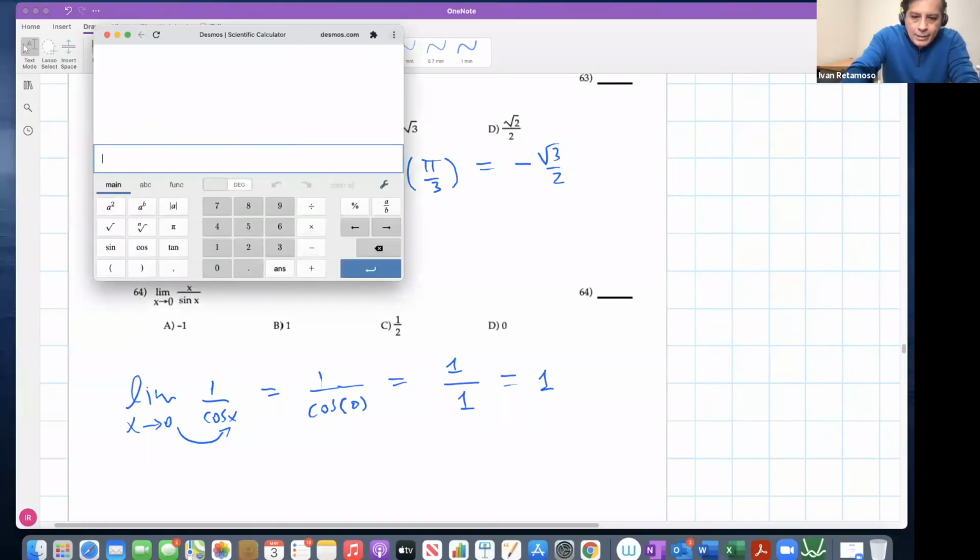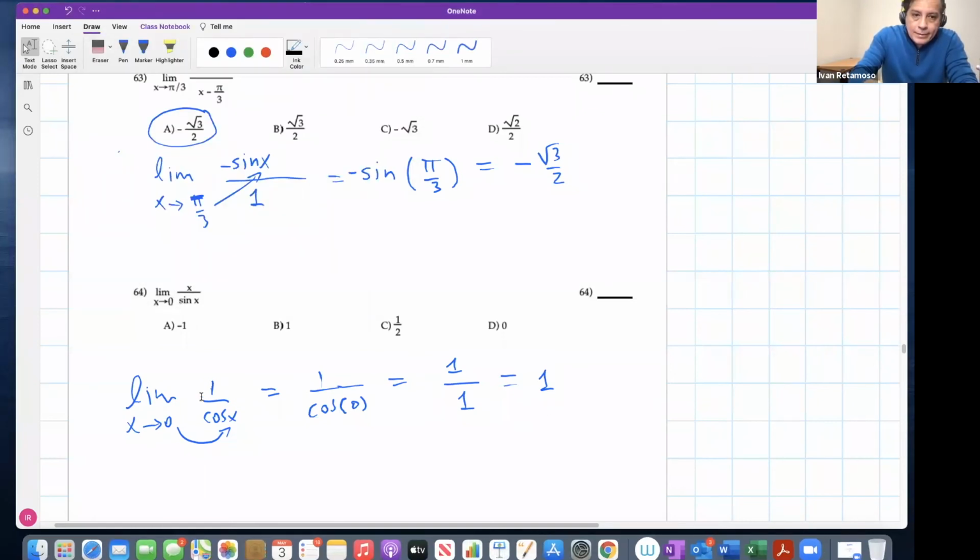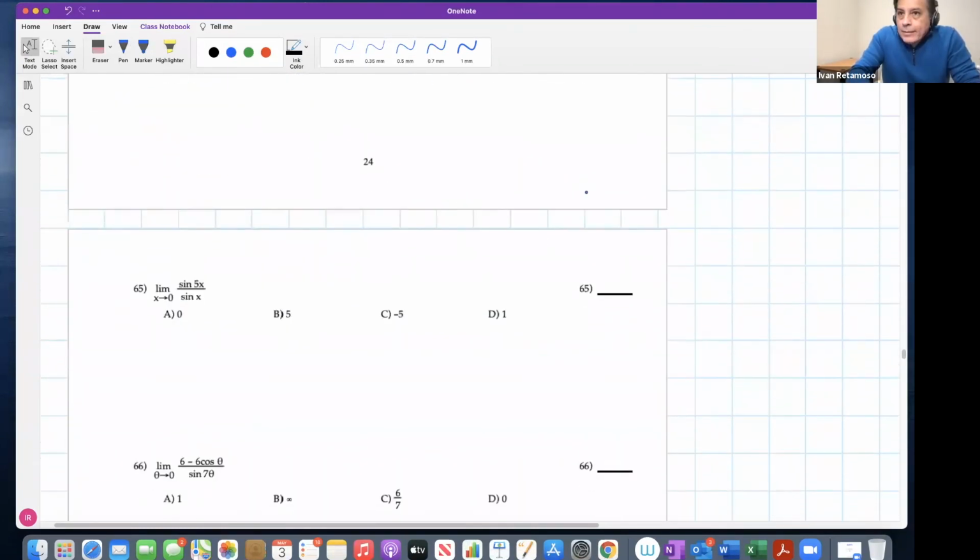Guys, in case you don't remember that fact, cosine of 0 is 1, right? In degrees or radians, it doesn't matter because 0 degrees is the same as 0 radians, right? So good. Very good. Moving on, let's see.